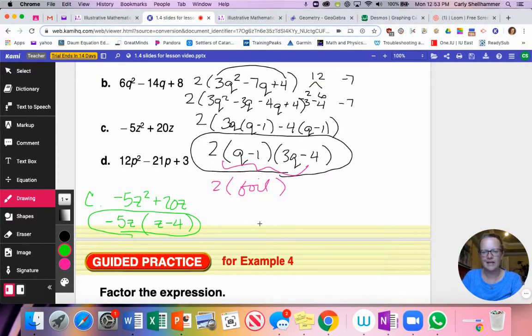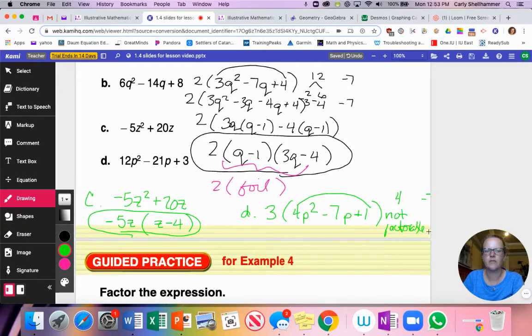Okay. And then D, yeah, I can factor out a 3 first. And I'm left with 4p squared minus 7p plus 1. I have a 4, but I need a negative 7 to add. So that'd be negative 7. So I think I have not factorable for that one. Okay? All right.